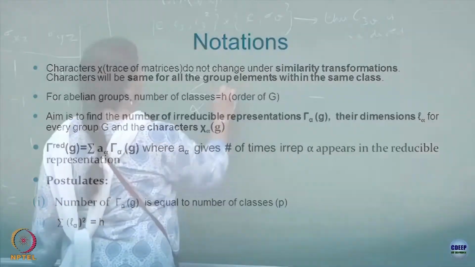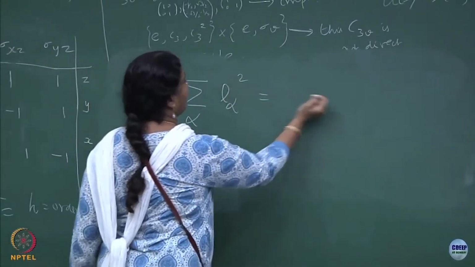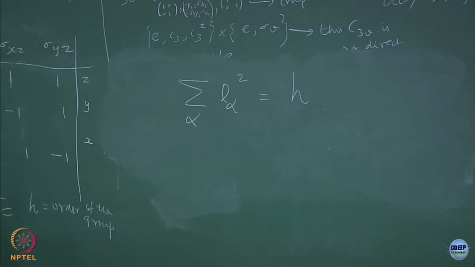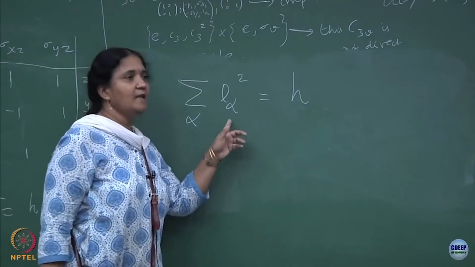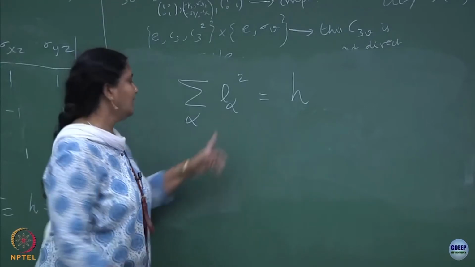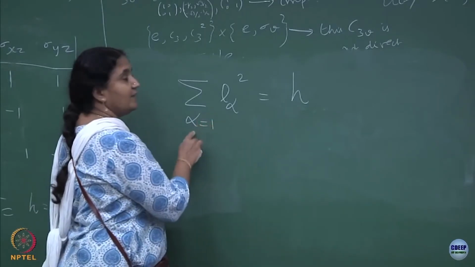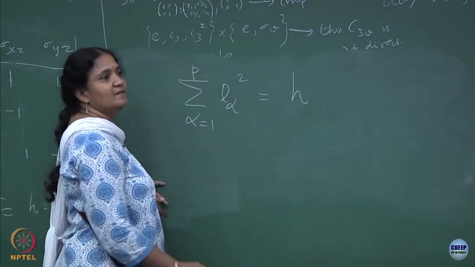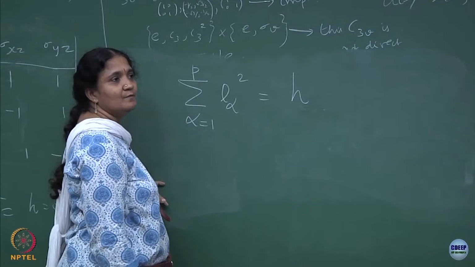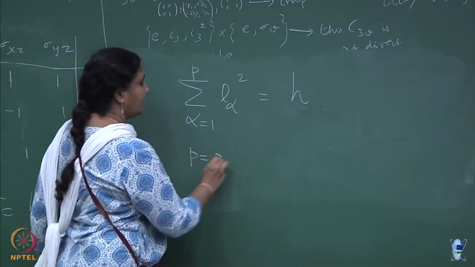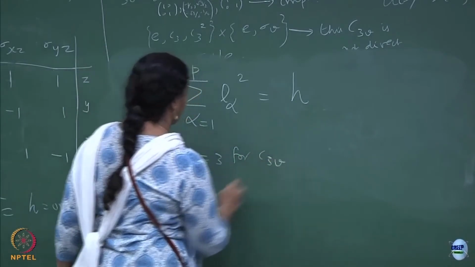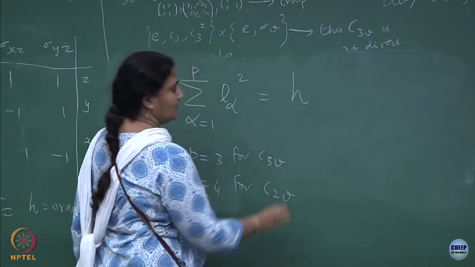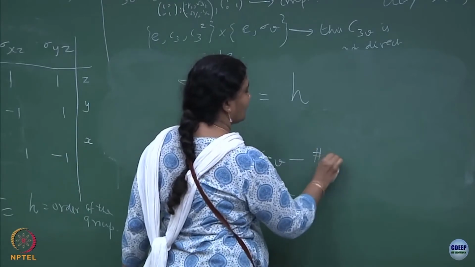Summation over alpha, L alpha squared is equal to the order of the group. Remember that the number of irreps alpha has to be equal to the number of classes. P is the number of classes for the group. So P is 3 for C3V and P is 4 for C2V. This is the definition of the number of classes.